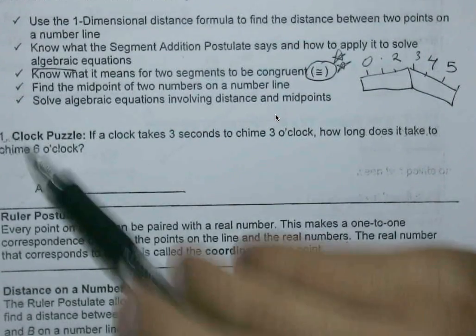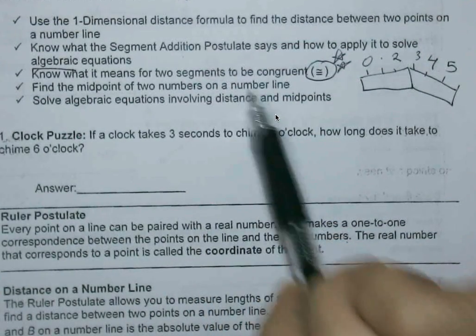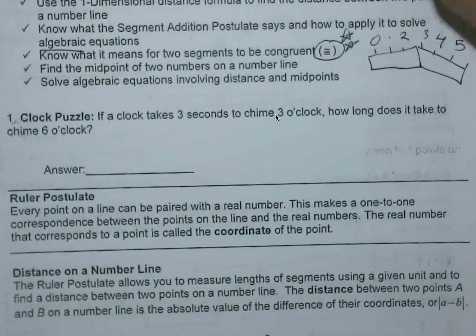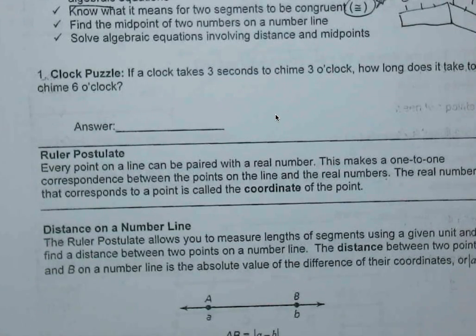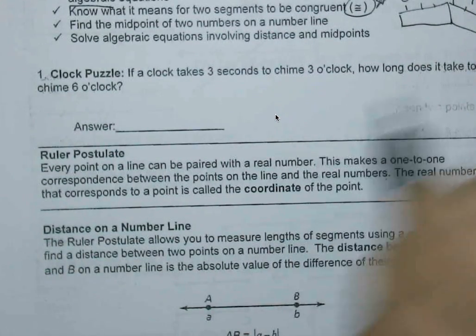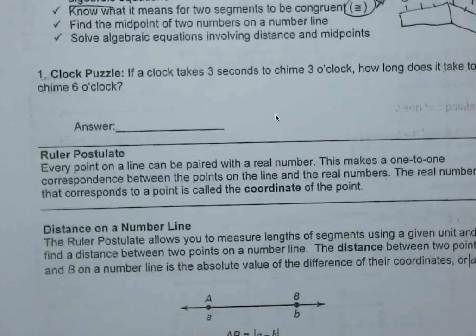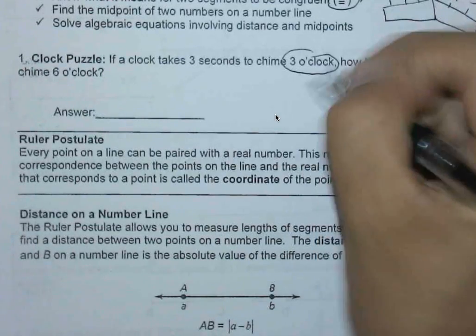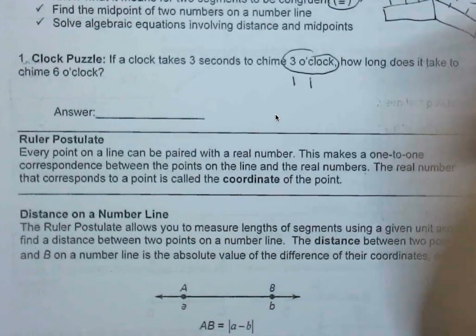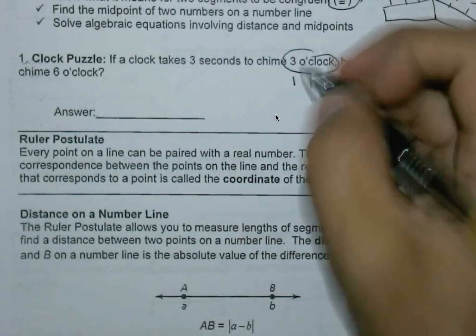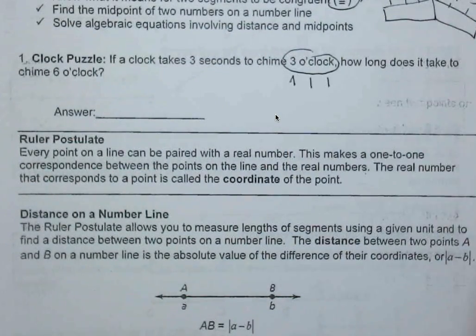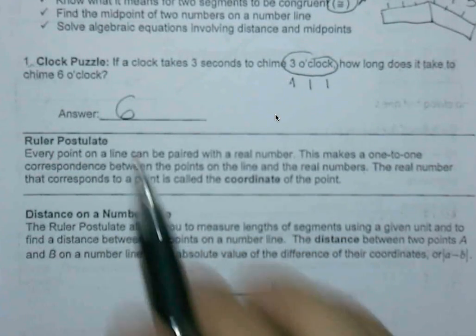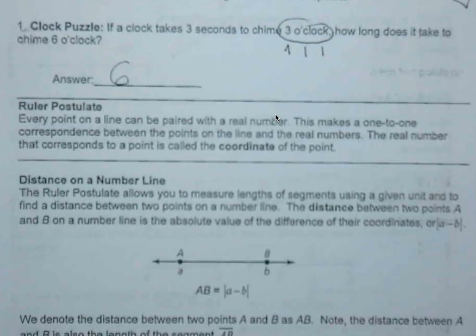Find and solve algebraic equations involving distance and midpoints. Those are good ones. This little clock puzzle gets you in tune to how some of this will work. If a clock takes 3 seconds to chime 3 o'clock, ideally, how long does it take to chime 6 o'clock? Well, when a clock goes off at 3, there's the bam, bam, bam, for every hour that's passed. So there's 1, 2, 3, that makes sense. So ideally at 6 o'clock, there should be 6. But we'll see that this might not be the case eventually. So just hold on to that thought.